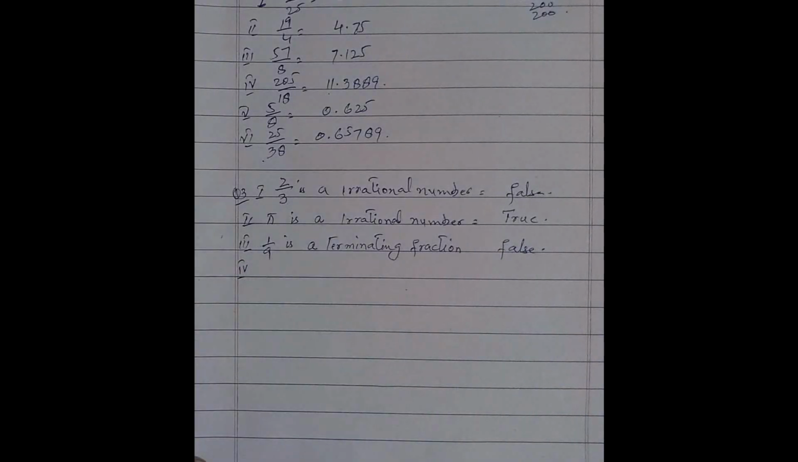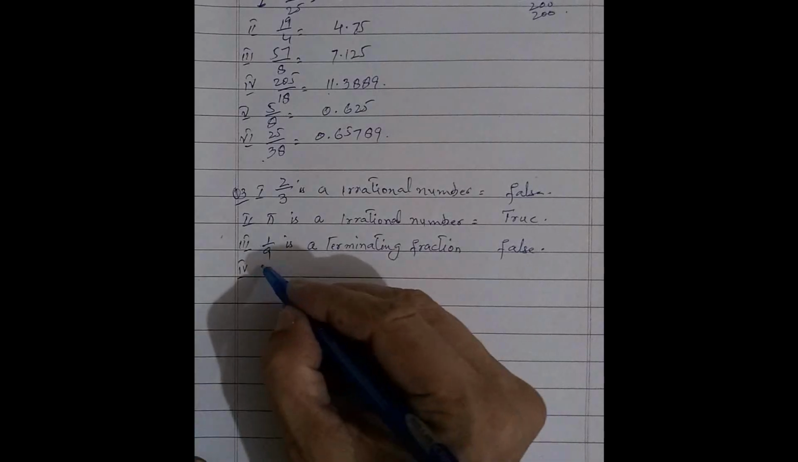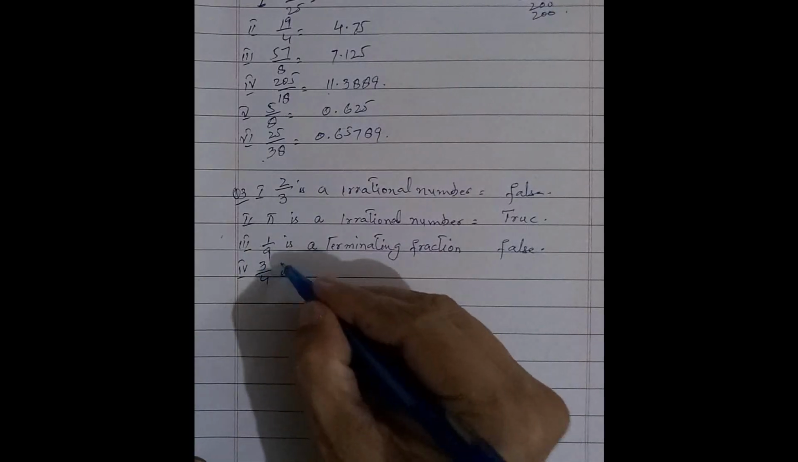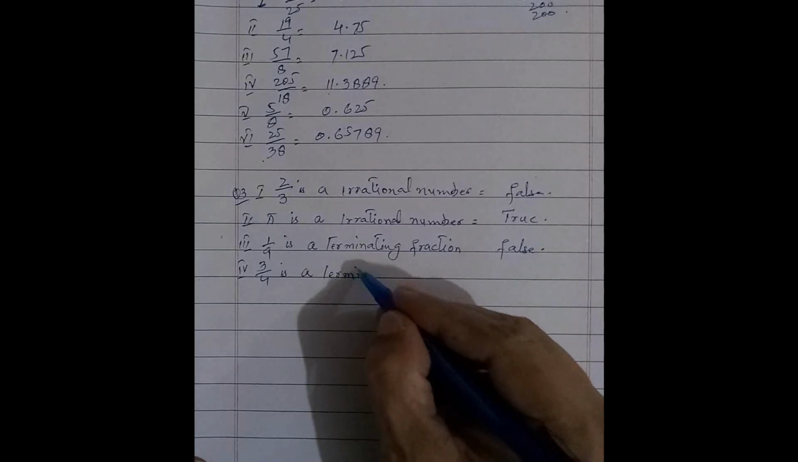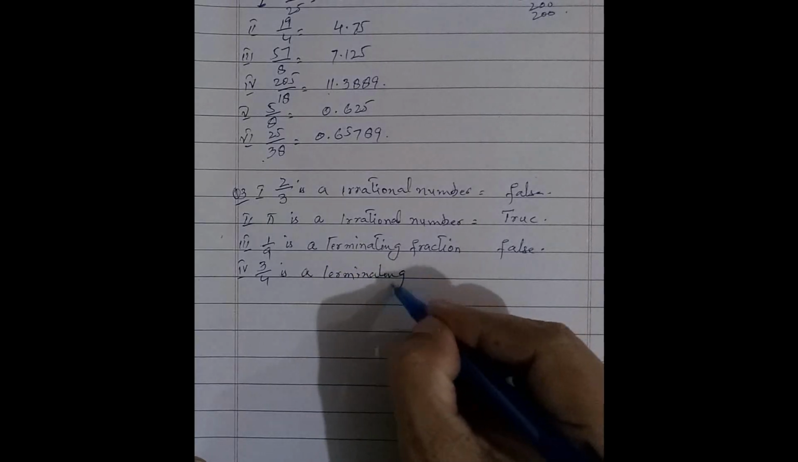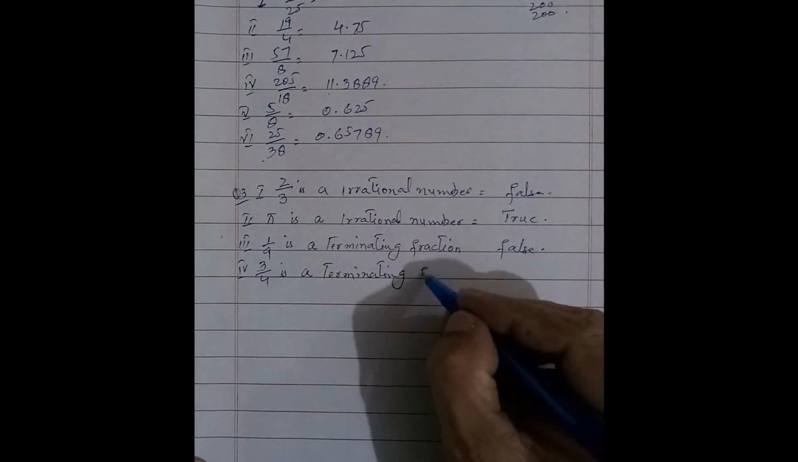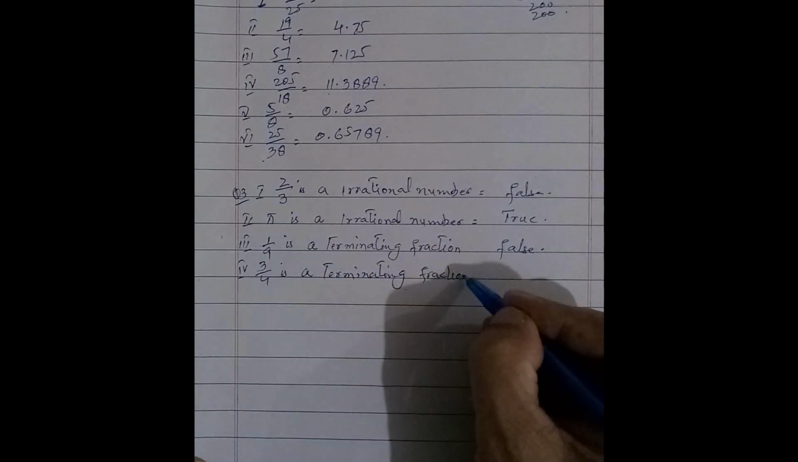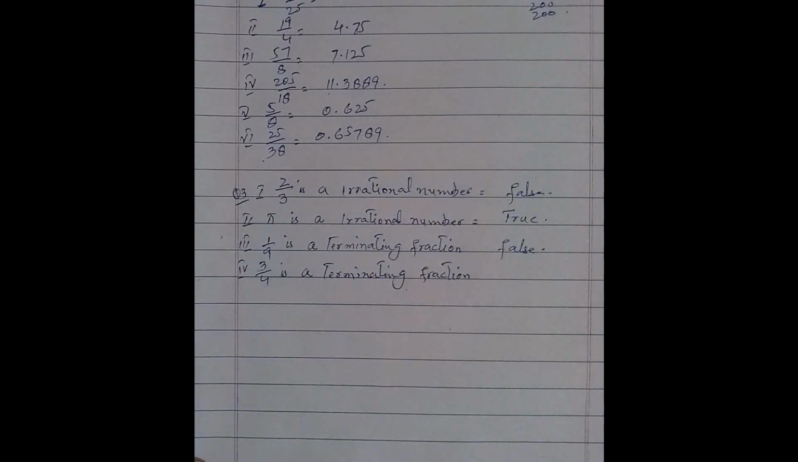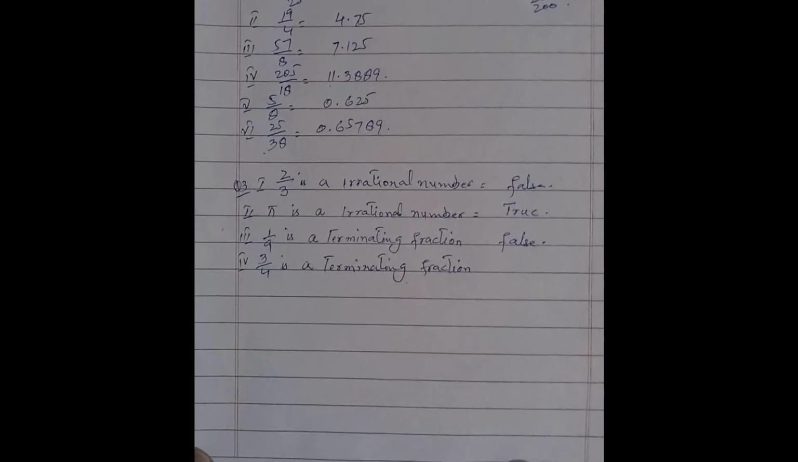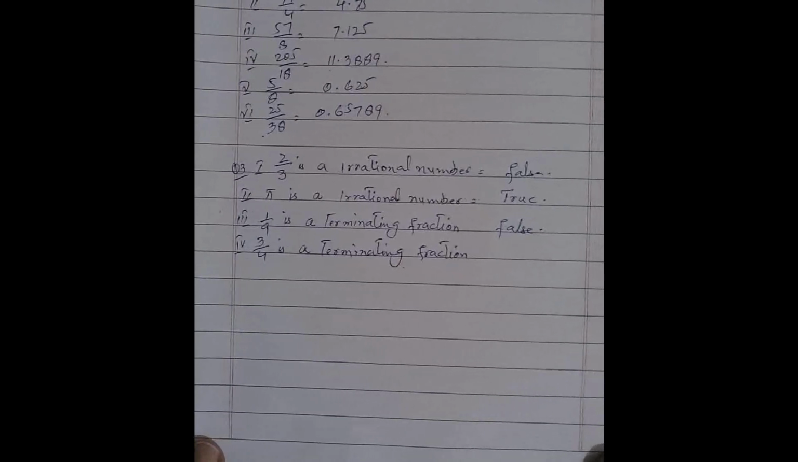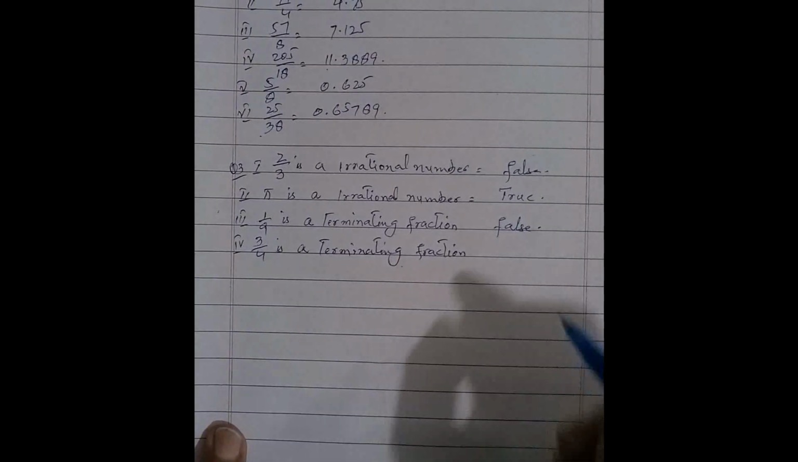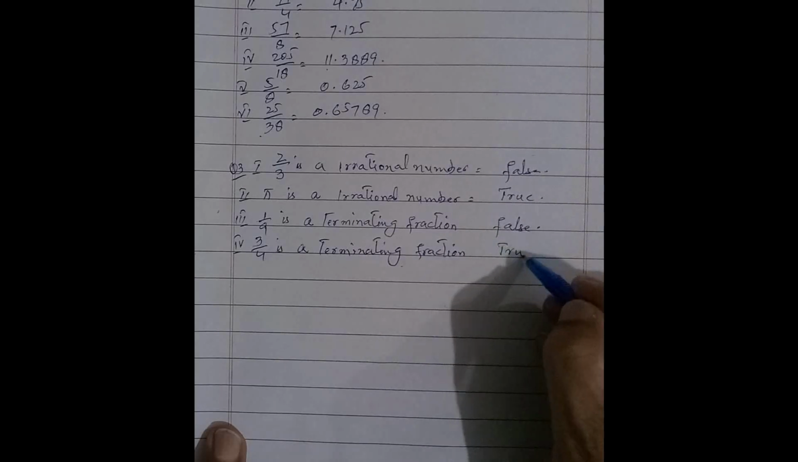And the fourth is: 3 over 4 is a terminating fraction. In this fraction, 3 over 4, the denominator is 4 and 4 is not a prime number. So this fraction 3 over 4 is a terminating fraction, and it is true.